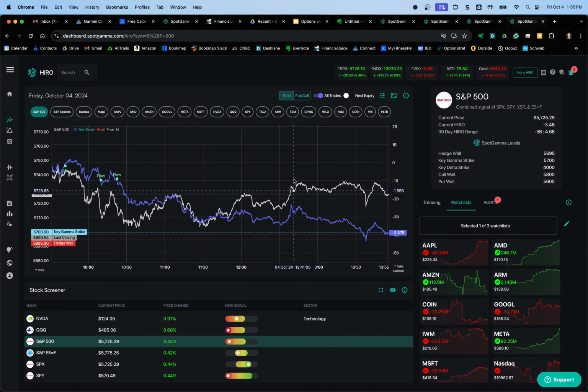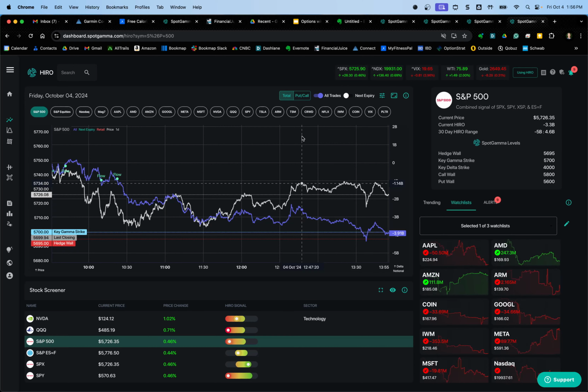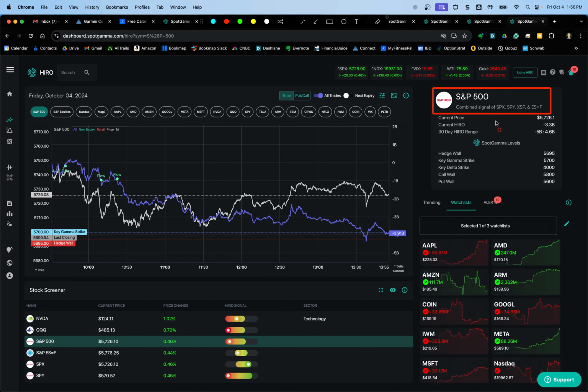As always, I'm going to start with the S&P 500. I'm going to take a look at what options traders are doing today. This is the Hero signal. It's available to Spotgamma subscribers. Again, starting with the S&P 500. This is the Hero chart, hedging impact real-time options. What this chart is showing is options trades and market maker hedging activity for a combined signal of SPX, SPY, XSP, and ES futures.